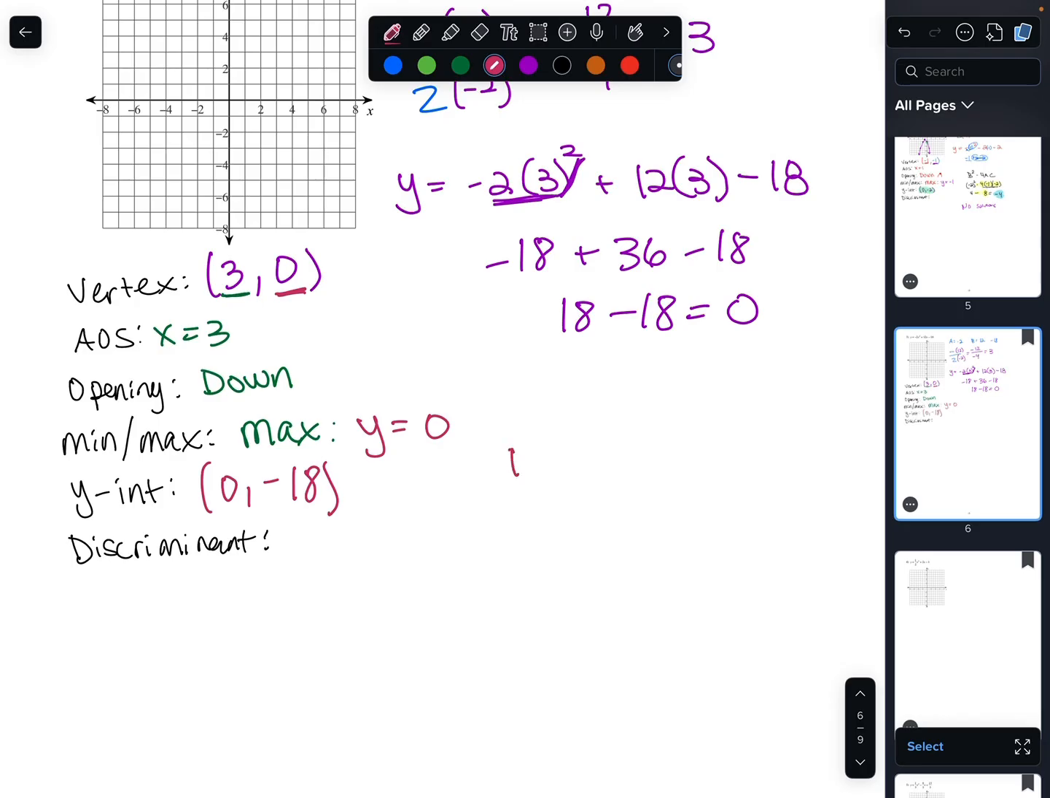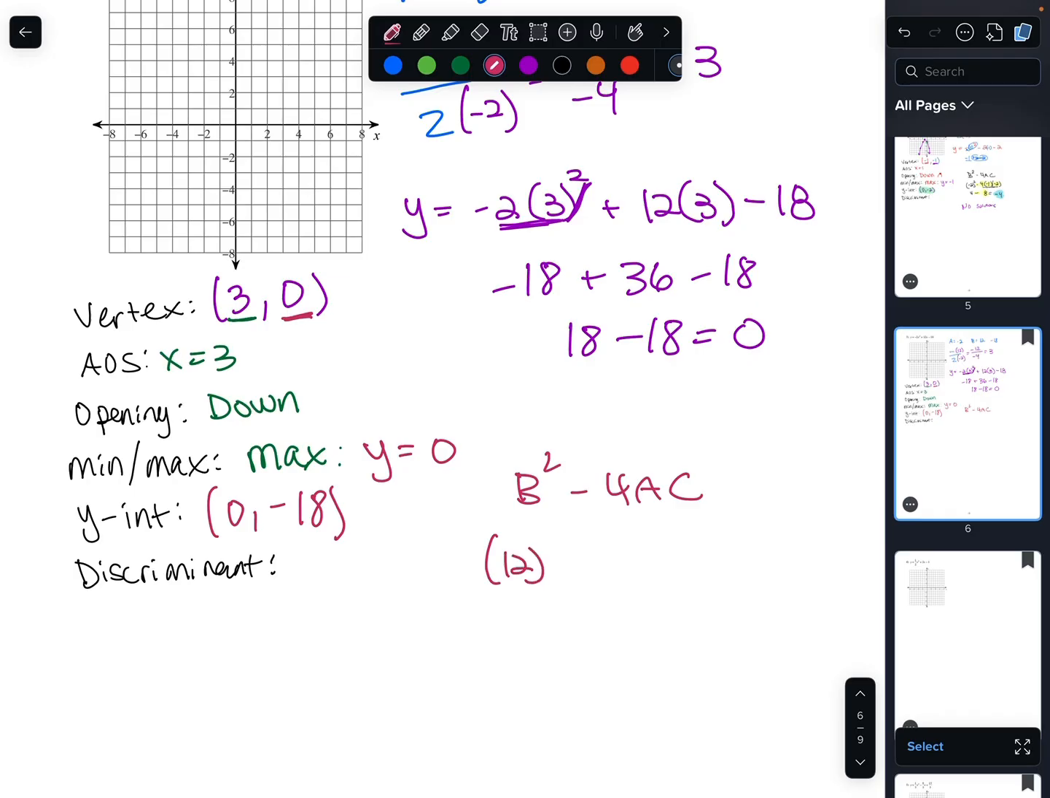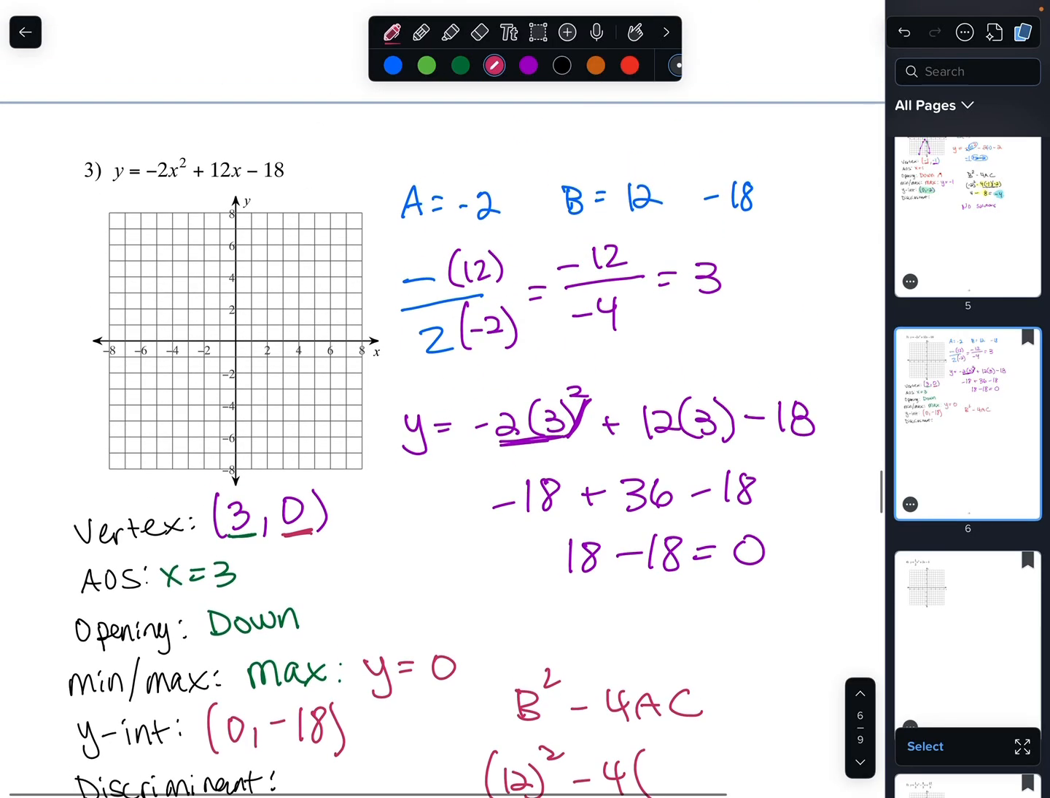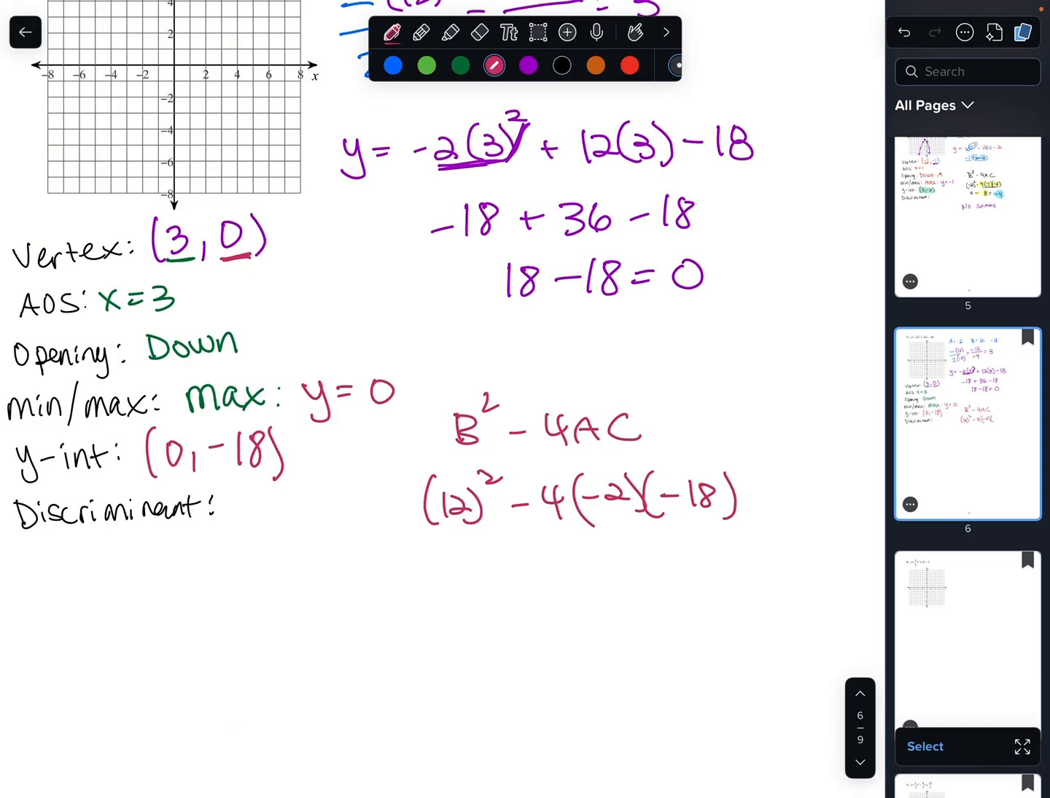And the discriminant, I got to do b squared minus 4ac. B squared, so my b, again, was 12. Minus 4 times the A is negative 2, and times C is negative 18. And my handy dandy calculator here, although I don't need it for 12 squared. 12 squared happens to be 144 minus, now I'm going to do 4 times negative 2 times negative 18, and that's going to be positive 144. Uh-oh. What does that mean? 144 minus 144? That's a 0.